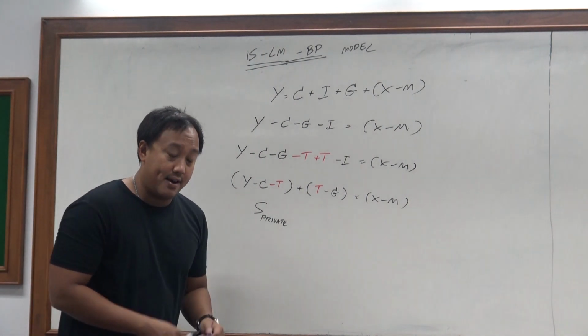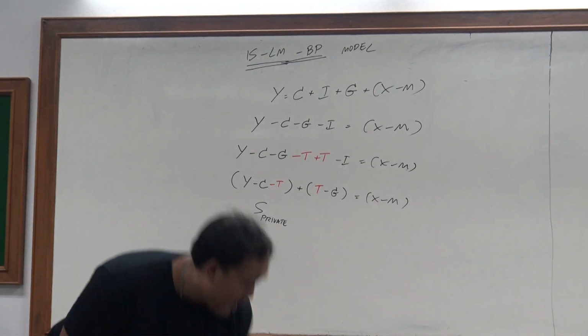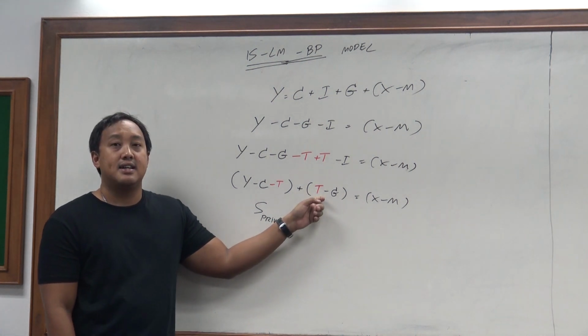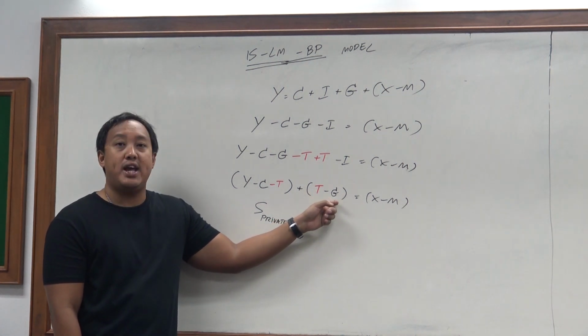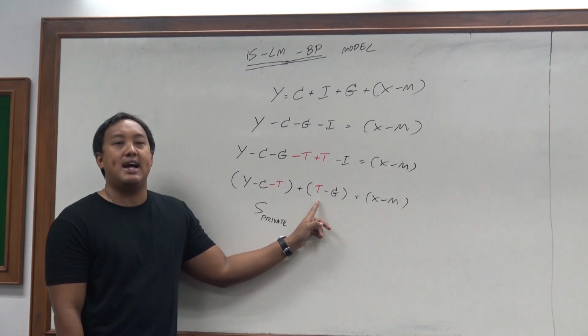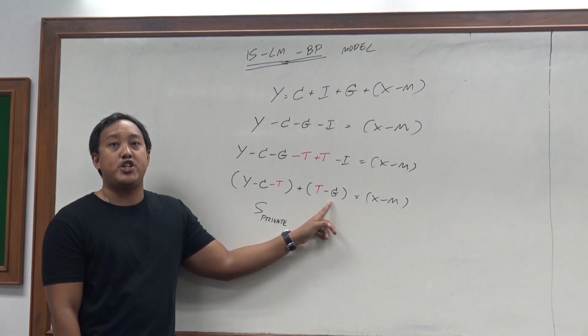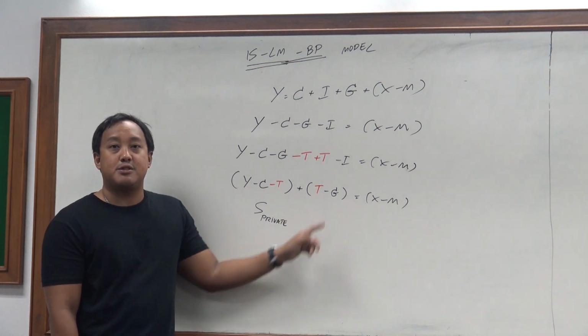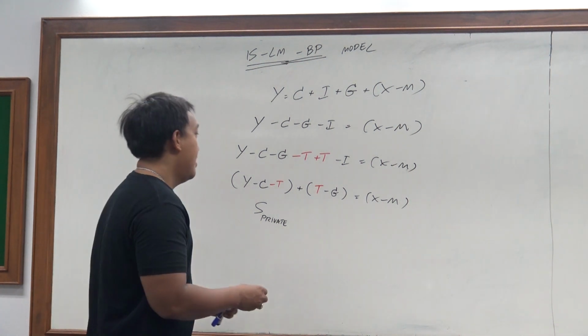We call it private saving. And then the second bracket, this is tax, T minus G. Tax minus government spending. For the government, tax is the revenue, minus G, how the government is going to spend the money. The revenue minus spending, if you have some money left.